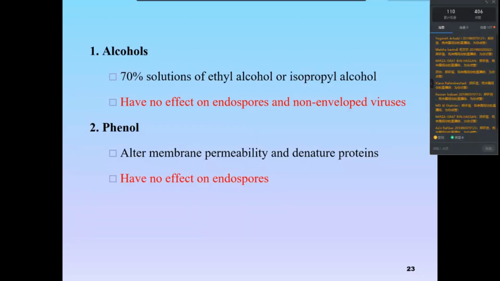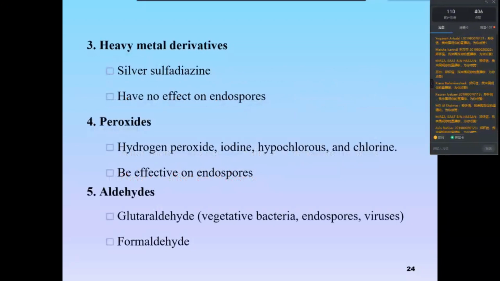The second one is phenol. This is the one we mentioned just now. Another name for phenol is carbolic acid. It can alter membrane permeability and denature proteins on the membrane. So it can inhibit bacterial growth or kill bacteria, but it has no effect on endospores. Like alcohol, it cannot kill endospores. This is phenol.